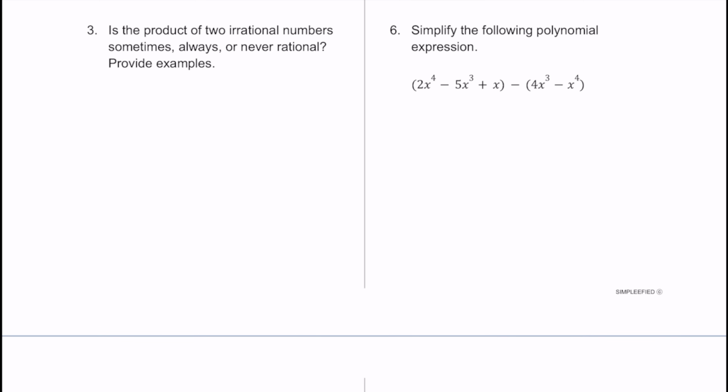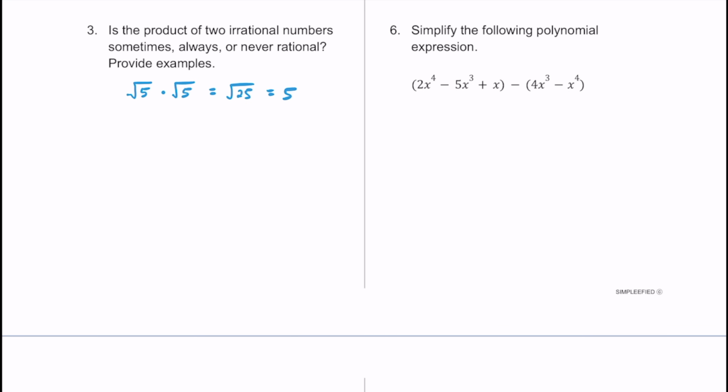All right, for number 3, the question here is, is the product of two irrational numbers sometimes, always, or never rational? And provide some examples. So let's think of an irrational number, something like a non-perfect square, so maybe the square root of 5. If we multiply that by the square root of 5, that's also irrational. Now that is going to equal the square root of 25, which is just equal to 5.